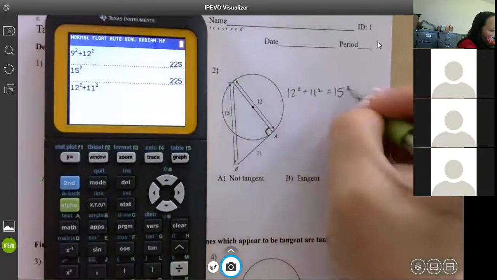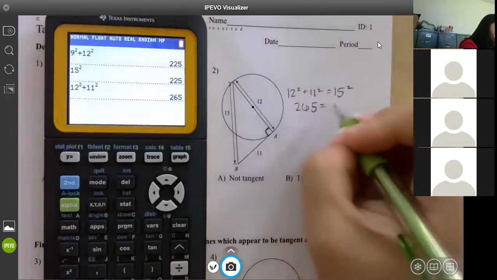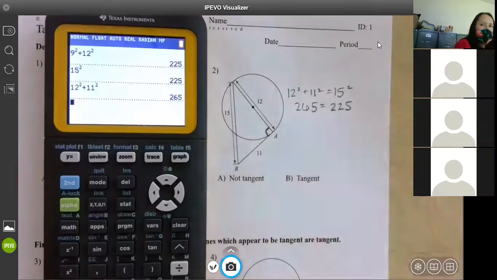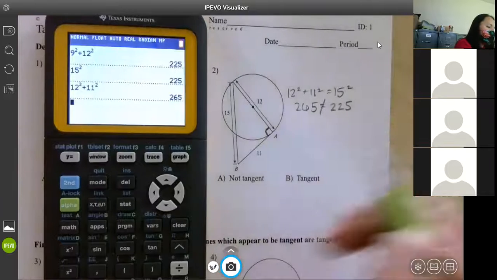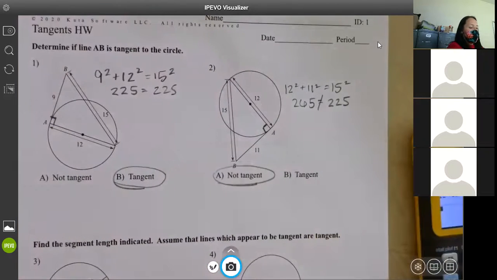And we're going to see if it equals 15 squared. We got 265. We just did that, 15 squared was 225. They are not equal, so they are not tangent. Everybody okay? Pretty simple.